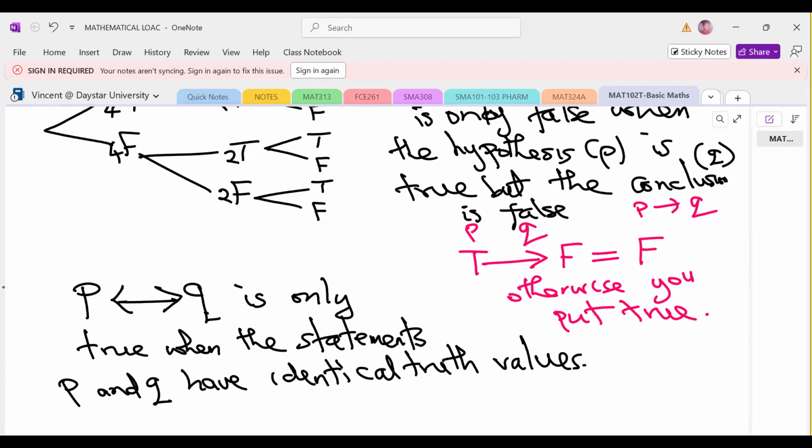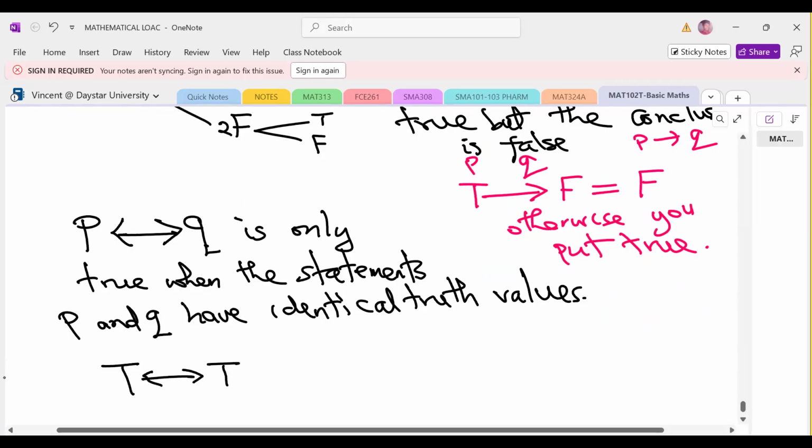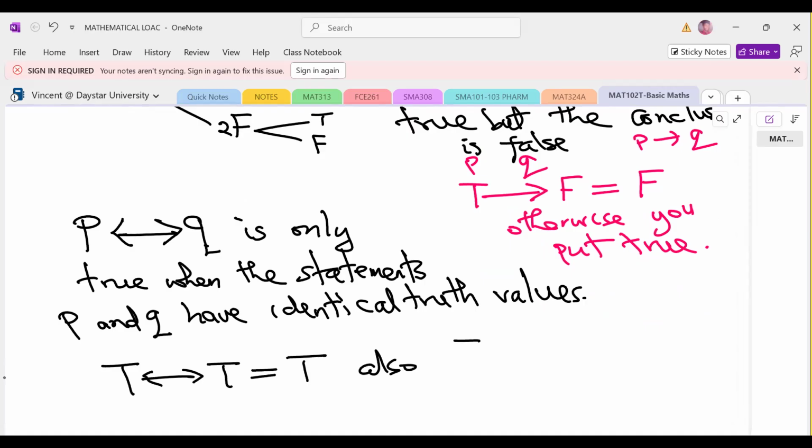I know you are someone who is an expert in language, so you understand the meaning of the term identical. Identical does not mean only true; it means it can be FF or TT. They are the same, so not necessarily true alone, but also FF. So if you have T, with the arrow going from T to another T, then your final answer is also T. Also, if you are F and you imply F, then the answer is also true.